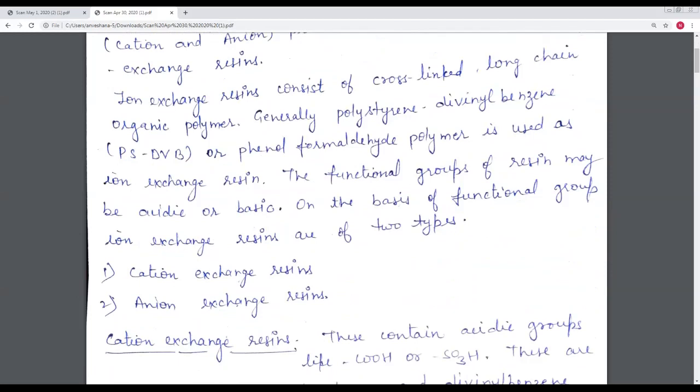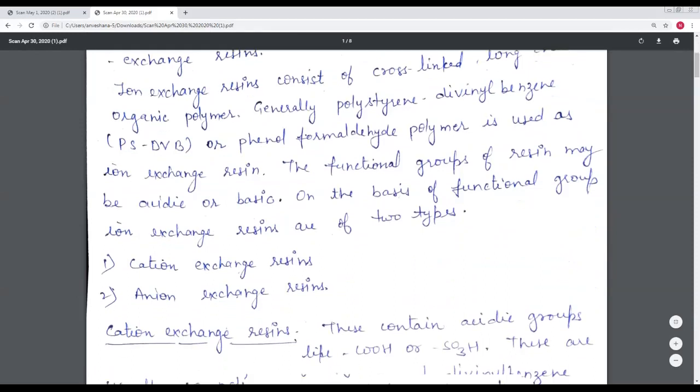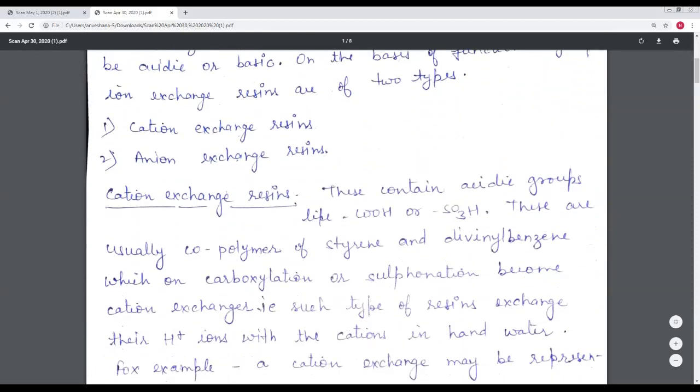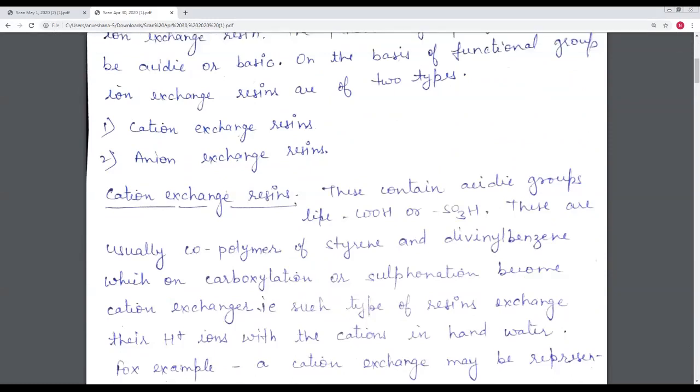So on the basis of the functional group, ion exchange resins are of two types. Here, the first is the cation exchange resin, and the second one is the anion exchange resin. So first of all, we require the ion exchange resin, which may be a cation exchange resin or an anion exchange resin. First of all, let us see what the cation exchange resin is.